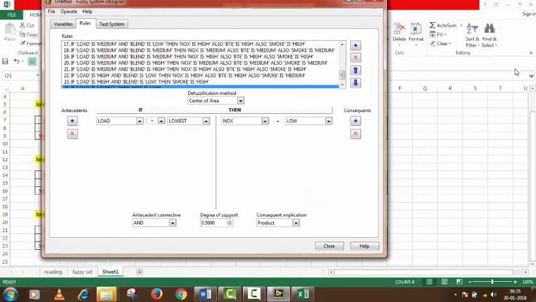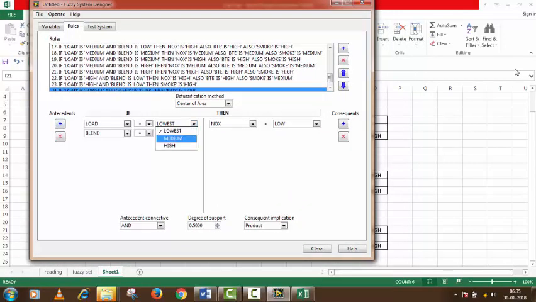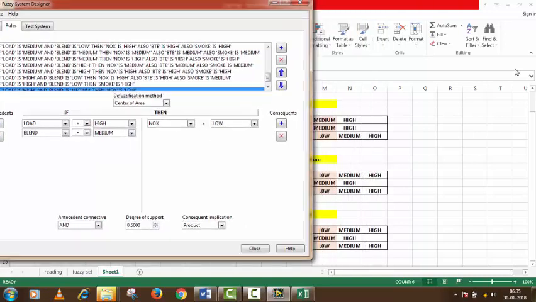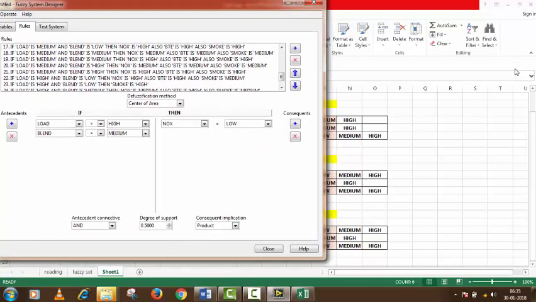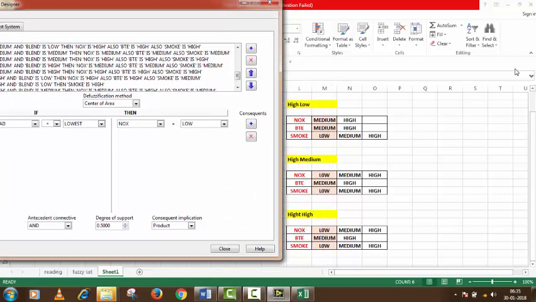Next, high, medium. So high, medium. Go to NOx, smoke, medium, BT is high, smoke is medium. Next, load is high, medium. Here only NOx and smoke happen. Okay. Coming to next.